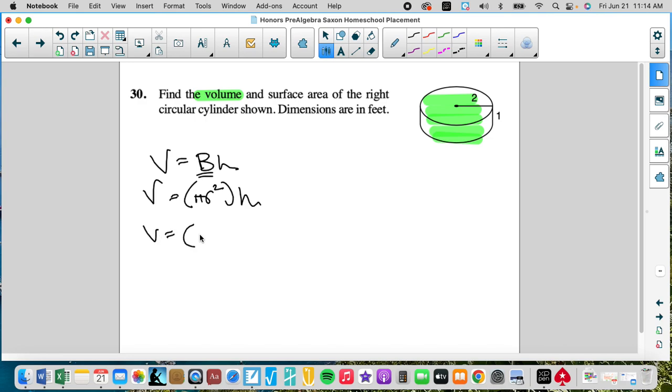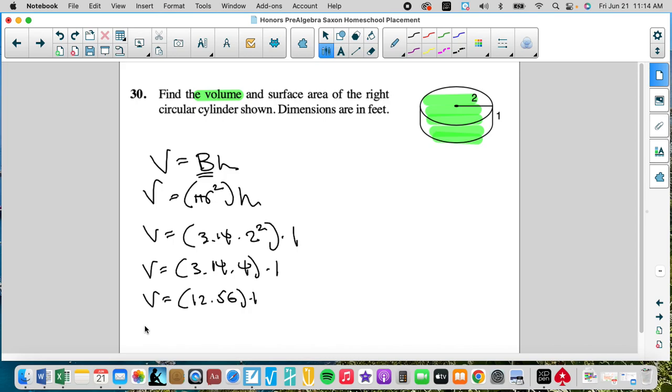So now we're going to fill in 3.14 times my radius, which is 2 squared, times my height. So 3.14 times 4 times 1. 3.14 times 4 gives me 12.56. 12.56 times 1. So the volume of this is 12.56. What's my unit? Feet cubed. And it's cubed because we have 3 dimensions. We have radius squared times the height, so that's 3 units. Okay, that's the volume of the cylinder.